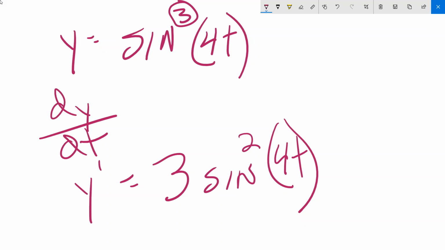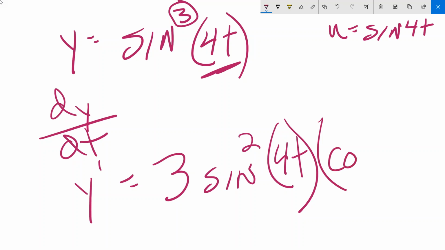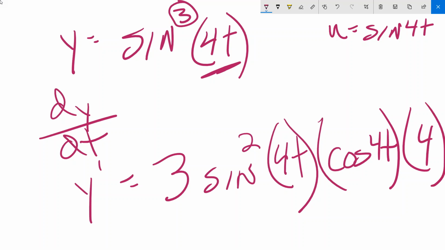You can either figure out the first one or the second one. Obviously, one of them is 4t, right? But let's go in order here. We just did the outside times the first inside. What's the first inside? Sine of 4t. What's the derivative of that? Cosine 4t. Now take the derivative of the second inside. 4. That's how you do it when you're applying the chain rule twice.